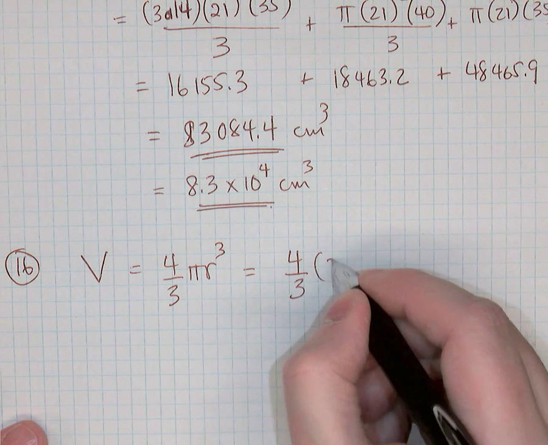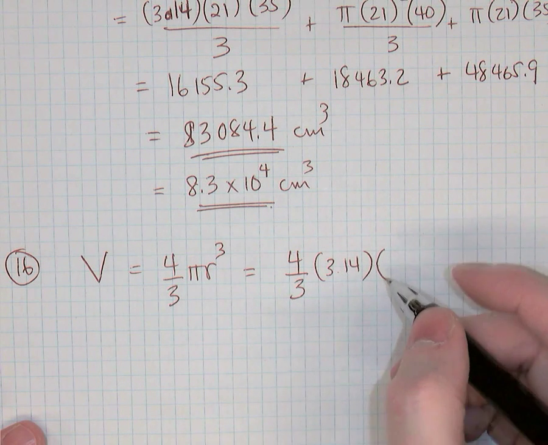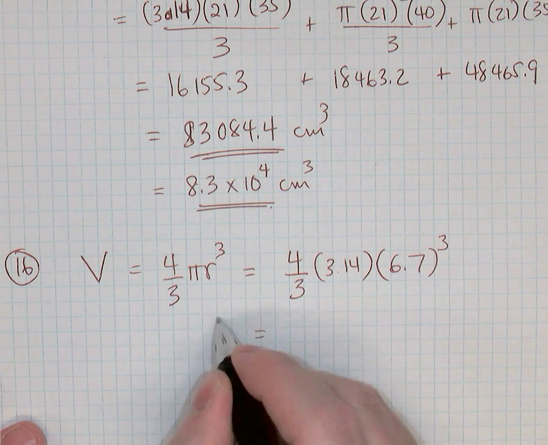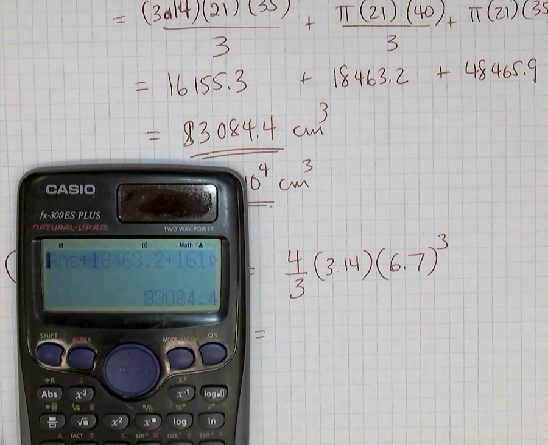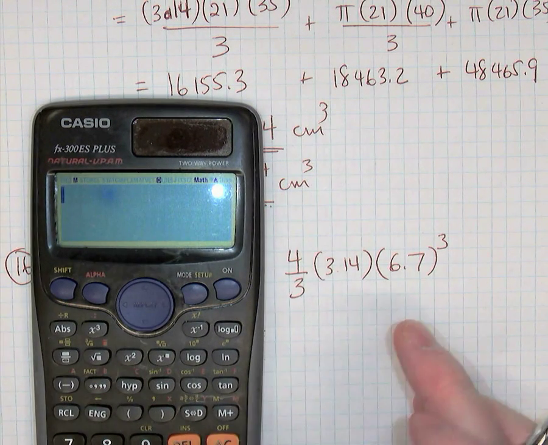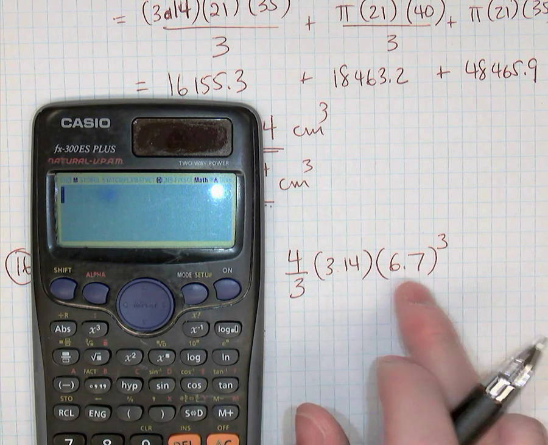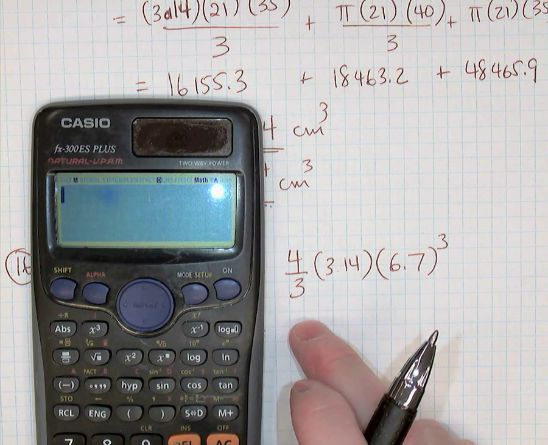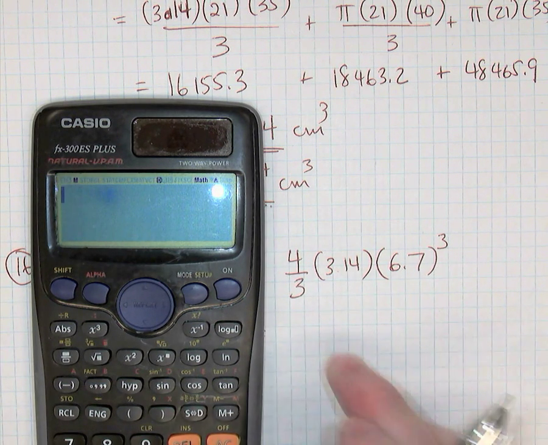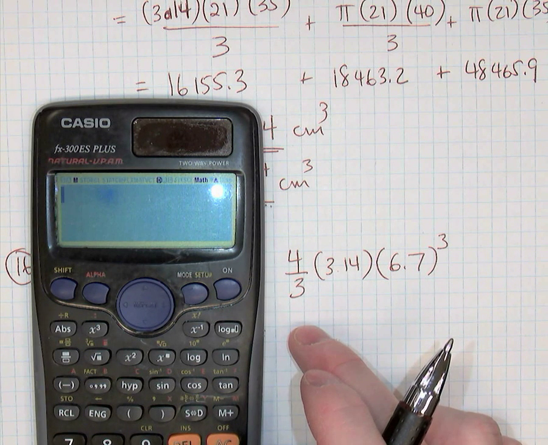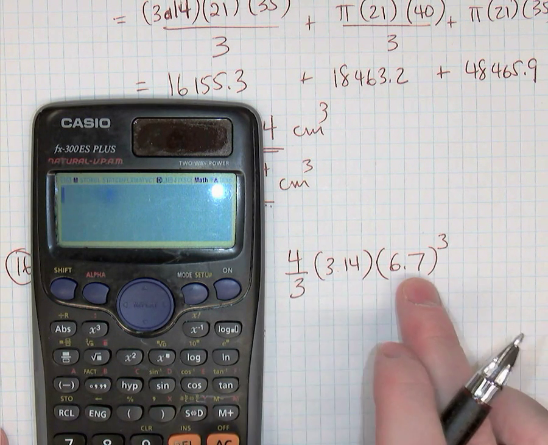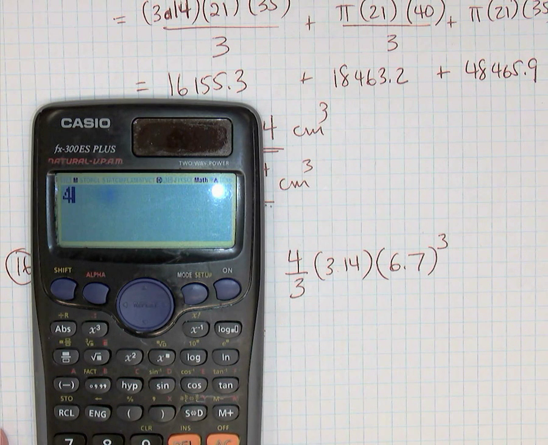4/3 times pi times the radius, which was 6.7 centimeters, cubed, equals, grab your calculator, 4/3. Now I'm going to type 4 times pi times 6.7 cubed, and then I'm going to divide by 3. You could also say 4 divided by 3 and then times this, if you like. You could convert 4/3 to a decimal. It's 1.33333, and then multiply if you like. But I'm going to go 4 times pi times this, and then divide by 3. So 4 times pi times 6.7.